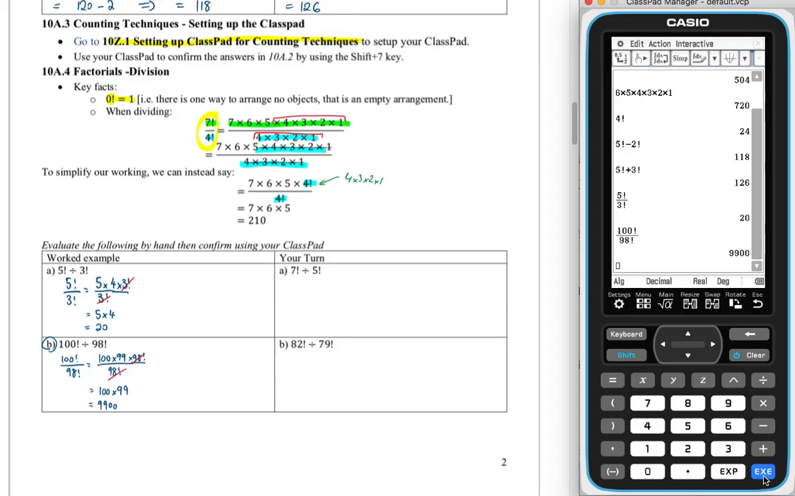We now look at your turn. So 7 factorial on 5 factorial is 7 times 6 times 5 factorial on 5 factorial, they eliminate, and we've got 42.